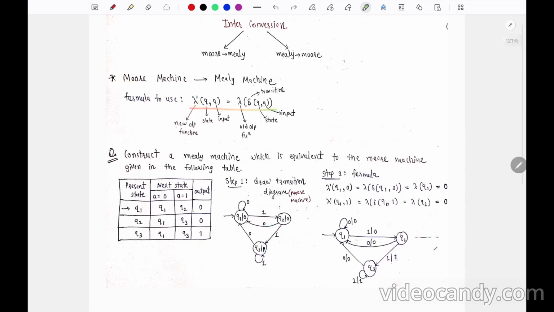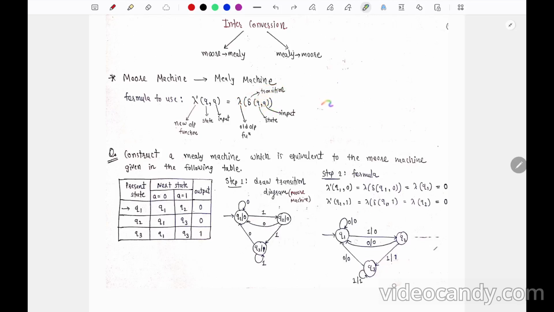This delta dash of state and input is equal to delta, the transition function, of state and input. What is all this? Lambda dash is the new output function. Q is the state and A is the input. Here lambda is the old output function and lambda dash is the new output function. Inside the old output function, that is lambda, we will use the transition function. The transition function contains the state and input.